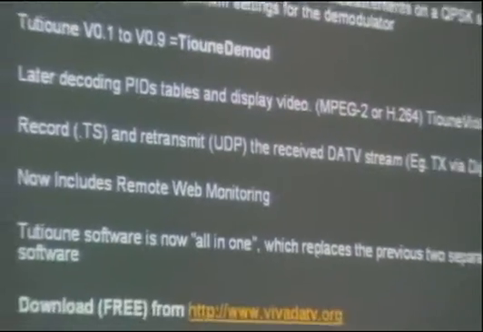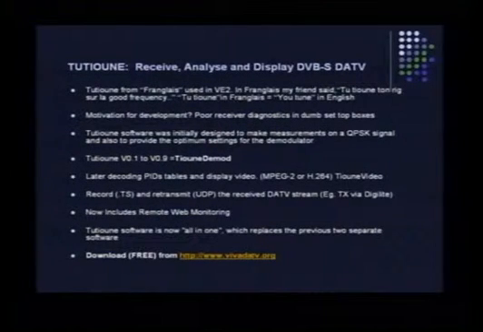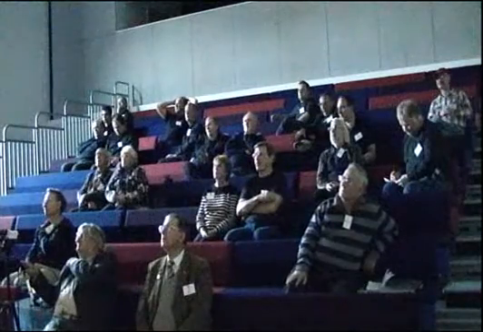Tutioune, the software now, yes. Tutioune, the name comes from Franglish. Frankly, when I spent 1 year in Quebec with two friends, a friend said very often to me, you tune your rig on this frequency. Tu tunes ton rig sur la fréquence. And he used this term, tu tune. So, Tutioune is Tutioune. Now, it's the name of the software.